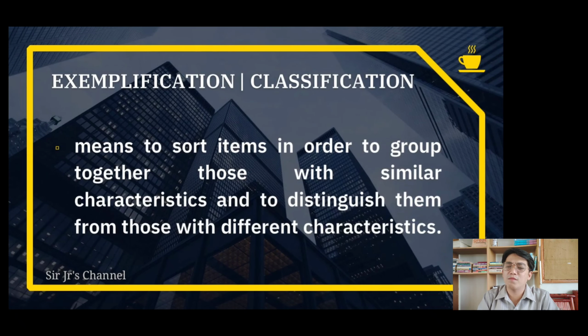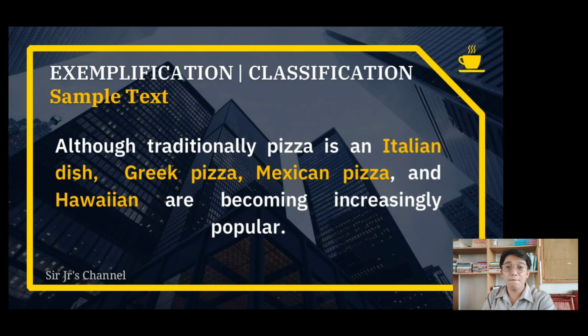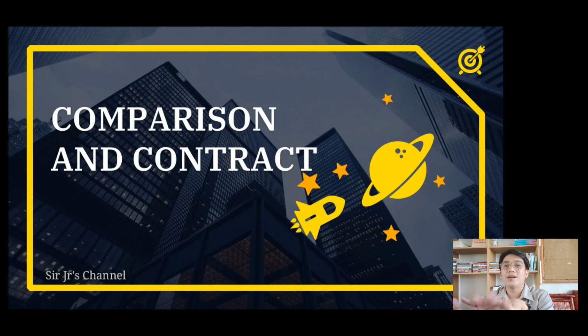Classification means to sort items in order to group together those with similar characteristics and to distinguish them from those with different characteristics. So here is an example. Although traditionally pizza is an Italian dish, Greek pizza, Mexican pizza, and Hawaiian are becoming increasingly popular. Okay, you see several examples were given to illustrate the main point of the author. So that's exemplification/classification. Now let's proceed to comparison and contrast.